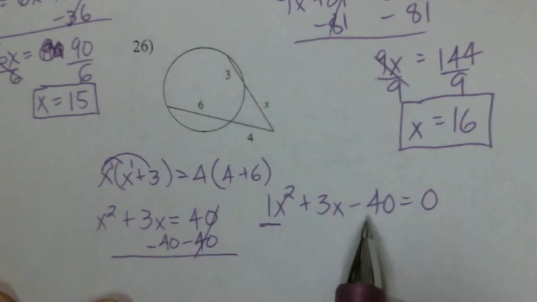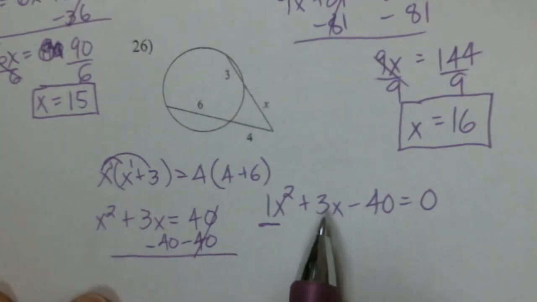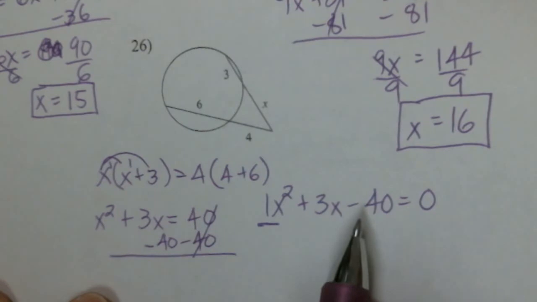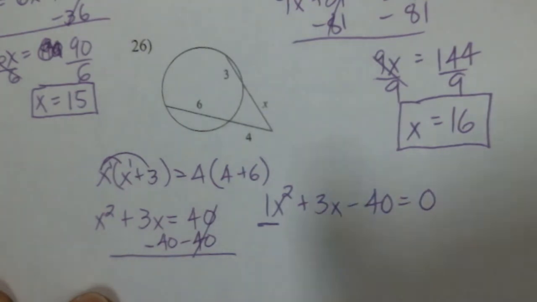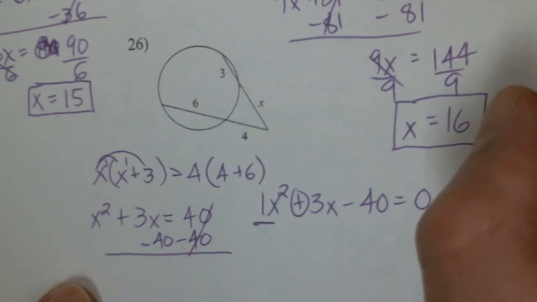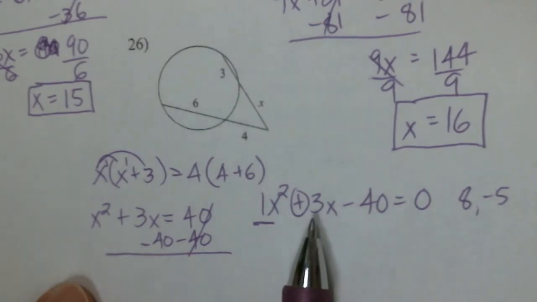But this C term is negative. So that tells me when the back term is negative, one of my factors has to be positive, one of my factors has to be negative. So the question is, is it positive 8 and negative 5, or is it negative 8 and positive 5? And the sign of the middle term will tell you that. The sign of the middle term is the sign of the bigger number. Since 8 is bigger, my factors are positive 8 and negative 5. Those will both multiply to give me negative 40, and they will add together to give me a positive 3.